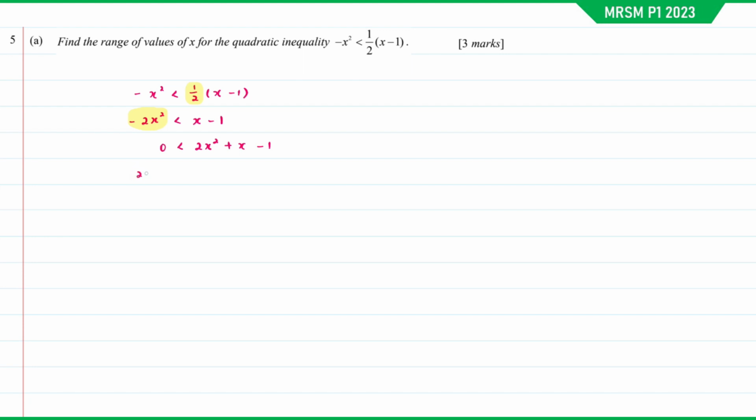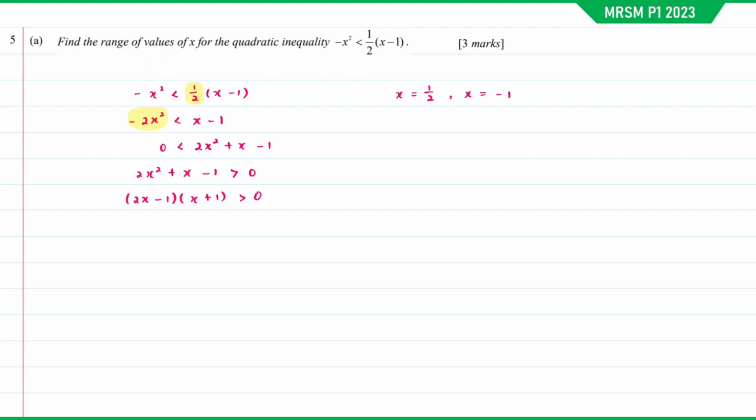This is the same as positive 2x squared plus x minus 1 greater than 0. So next we're going to factorize the quadratic inequality. So bracket 2x minus 1, x plus 1 greater than 0. So when we let this quadratic equal to 0, then we can find the roots. So x is equal to 1 over 2 or x is equal to negative 1.